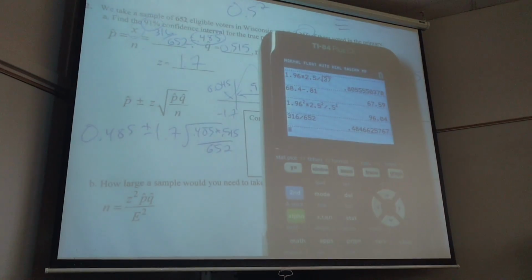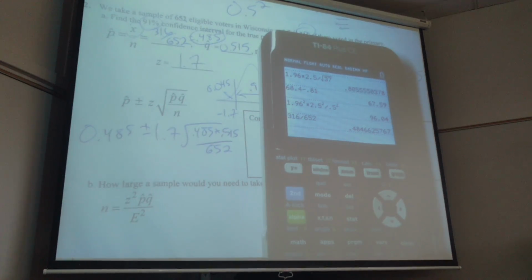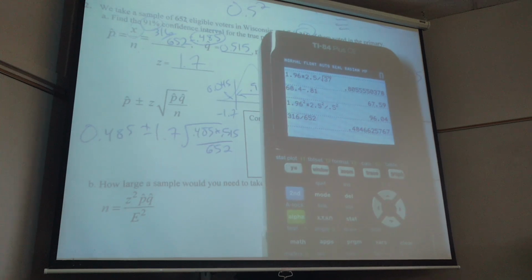1.75 has an area of 0.04, which is not enough. That would be related to a 92% confidence interval. 92% would have 8%, 4% on one side. 91% has 9% outside, 4.5% on one side. So it should be 0.045 you're looking at, not just 0.04.